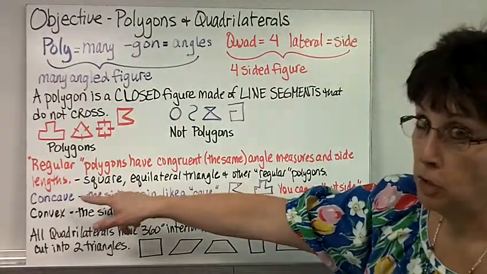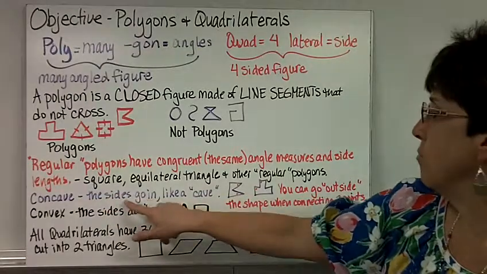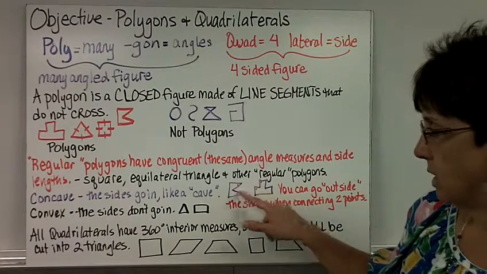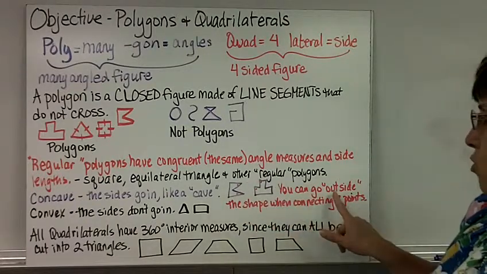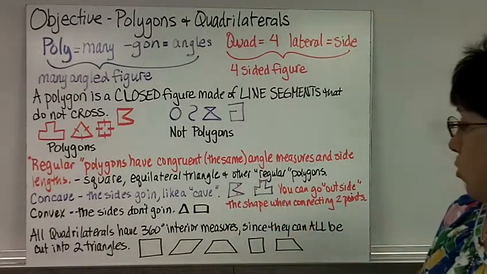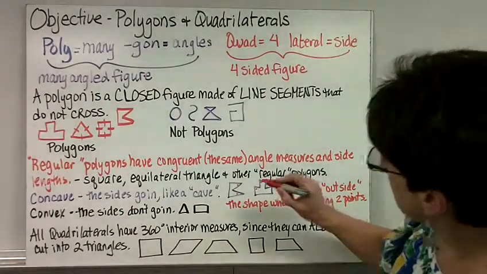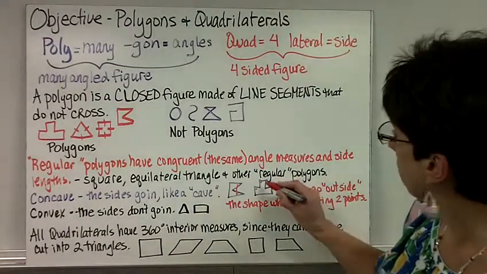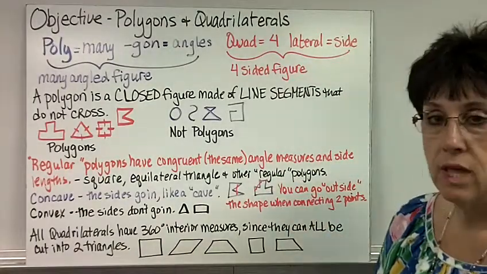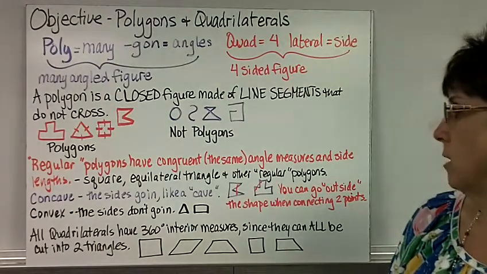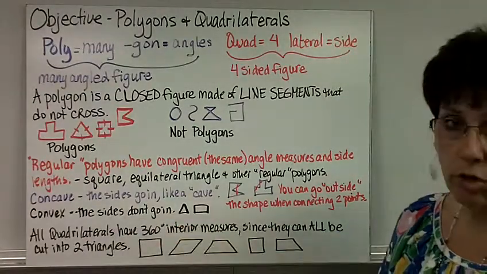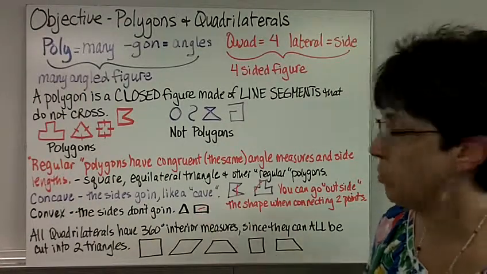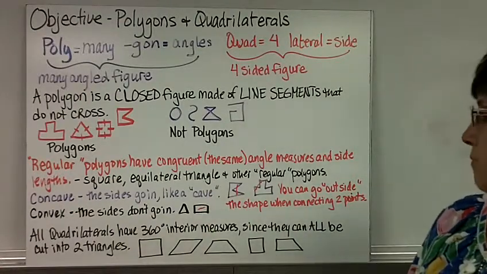Concave, you notice we have a lot of vocabulary right now. Concave means the sides go in like a cave. So like this one, see how that side goes in? Or this one? You can go outside of the shape when you are connecting 2 points. So if I'm going to connect these 2 points, I go outside the shape. Okay, so that's a concave polygon. Convex, the sides don't go in. So any place I draw 2 points inside, it would stay inside the figure when I connected them.